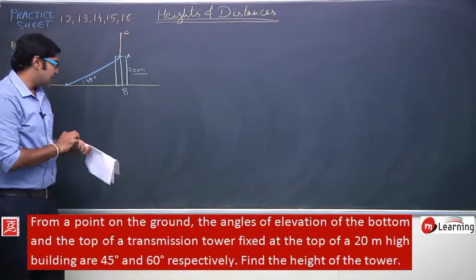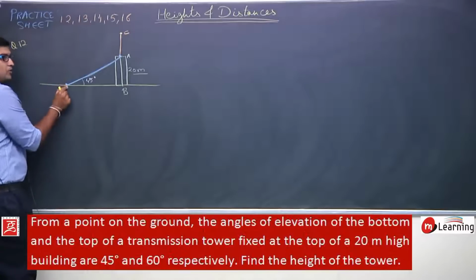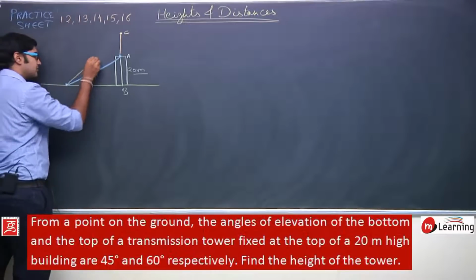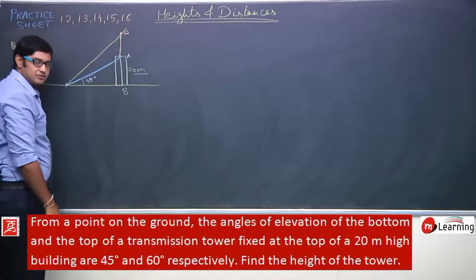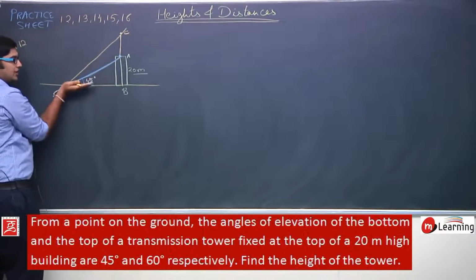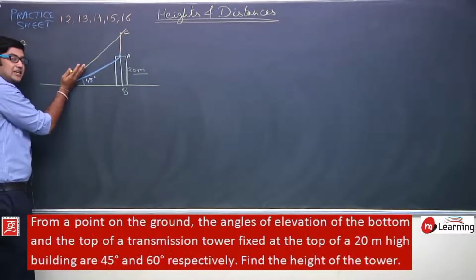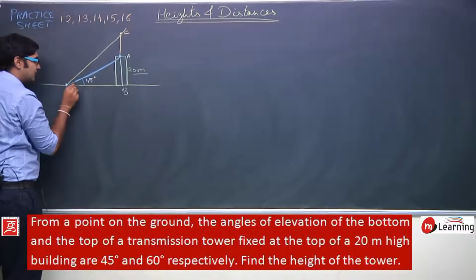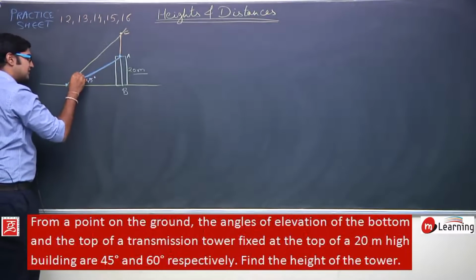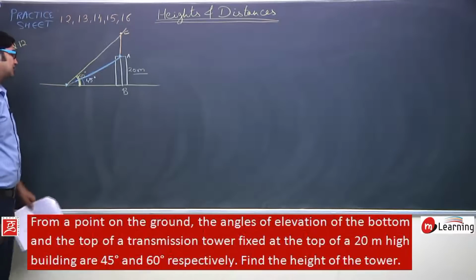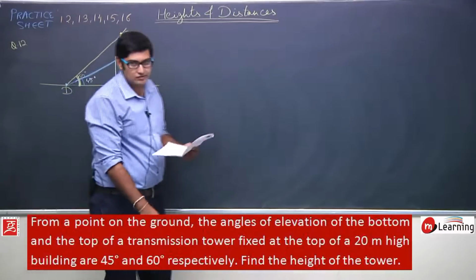Now if I want to observe the top of this transmission tower, from this point I can draw a line of sight like this. This is the line of sight to observe the top of the transmission tower. It says to observe this point I need to move my head upwards 60 degrees. The angle of elevation is 60 degrees. So which angle is 60 degrees? This particular bigger angle is 60 degrees. Let us say this is the point D from where I am observing the tower.